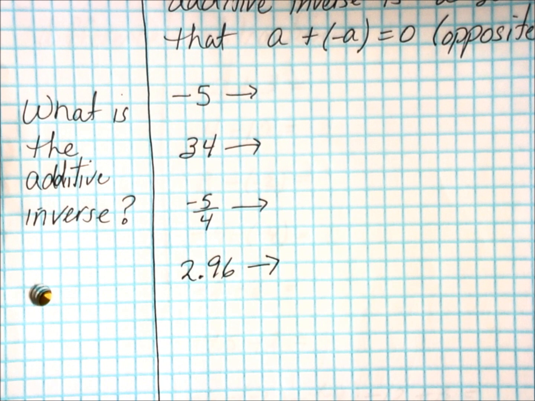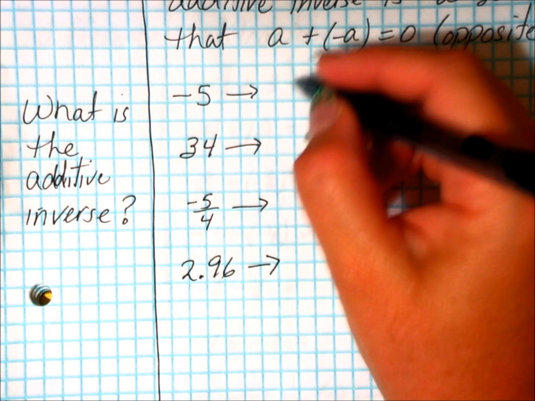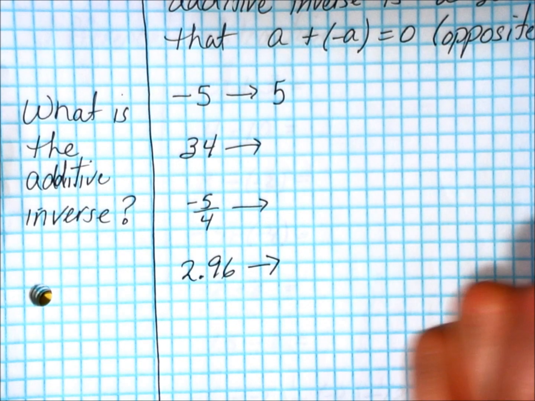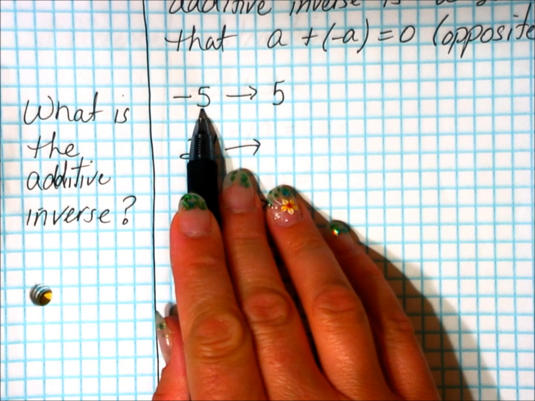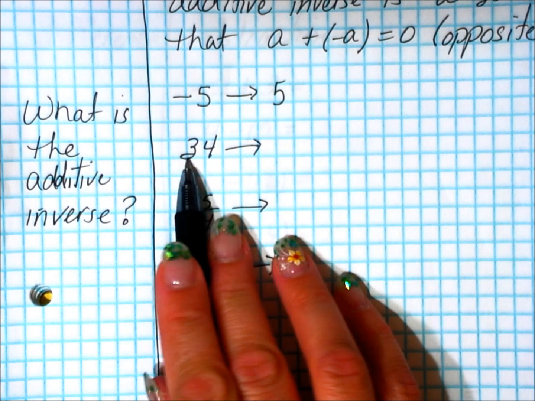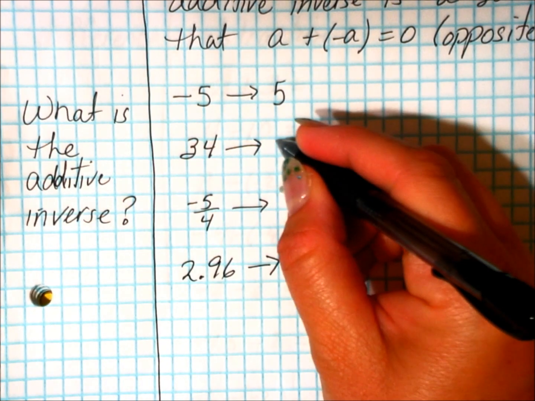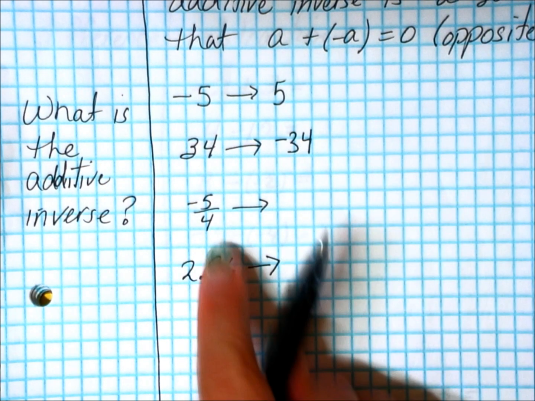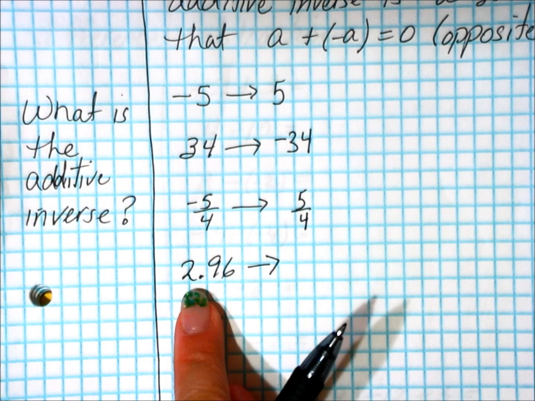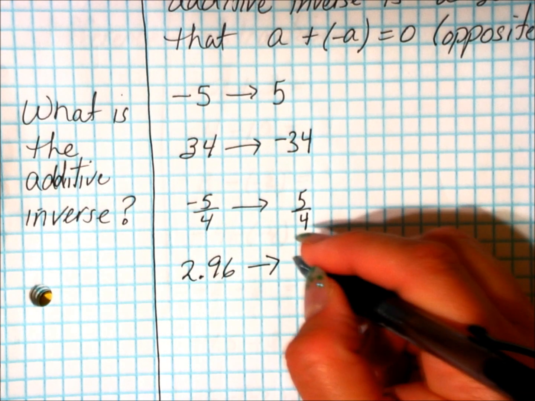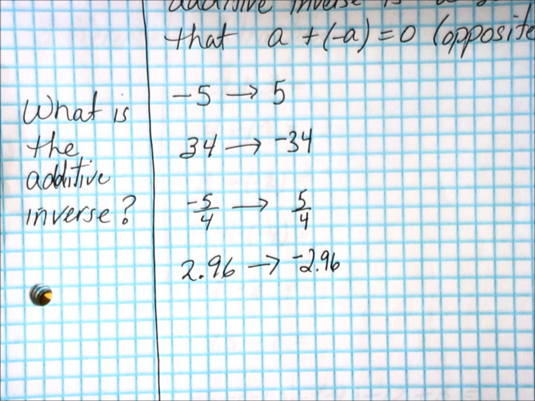So it's the opposite. If I have a -5, I'm looking at a +5. You'll notice I don't use an equal sign. I'm not looking for something that's equal to -5. I'm looking for its additive inverse. So the opposite of -5 is 5. The opposite of 34 would be -34. The opposite of -5 over 4 would be 5 over 4. The opposite of 2.96 would be -2.96. You're looking at the opposite in this situation.